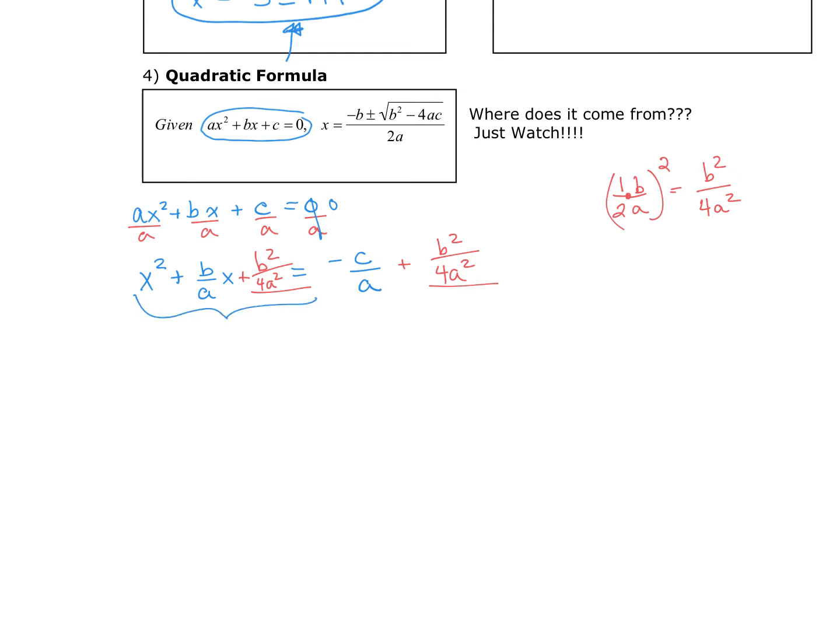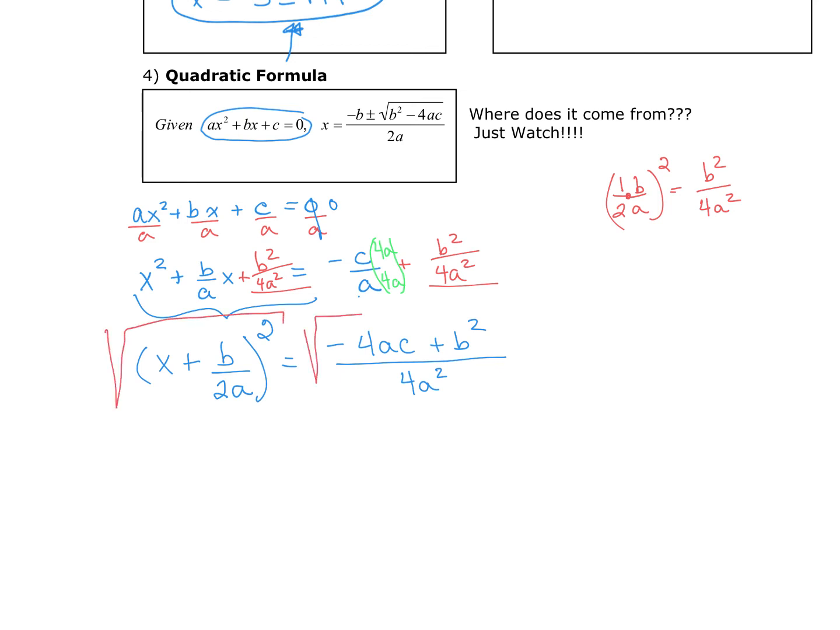Okay, on the left here, we have learned that it factors as half of that middle term squared. And on the right-hand side, I would like to have a common denominator of 4a squared. So I'm going to multiply top and bottom by 4a. So we have now minus 4ac plus b squared all over 4a squared. I'm adding those because they have common denominator. And then I'll take roots.